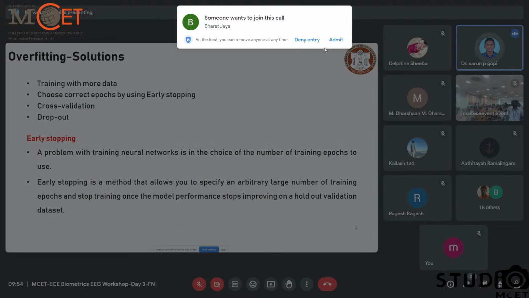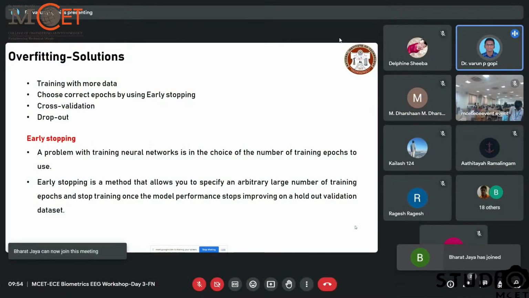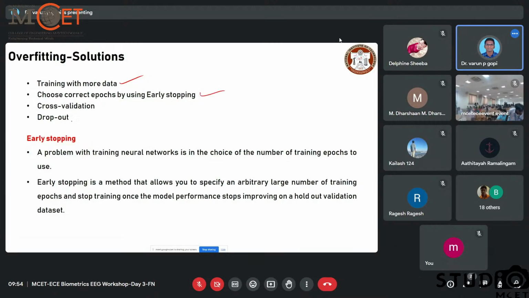So how can we avoid overfitting? One thing is we need to get more data for training, and choose the correct epochs by early stopping, cross validation, and dropout. Dropout we have already seen.